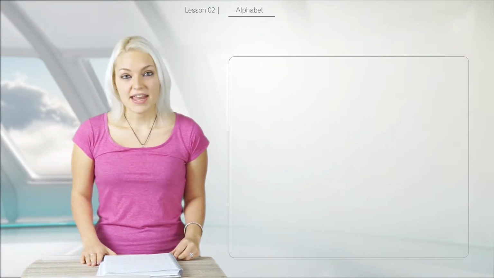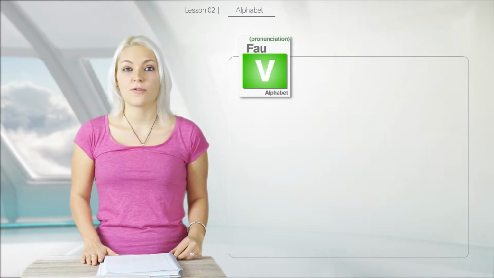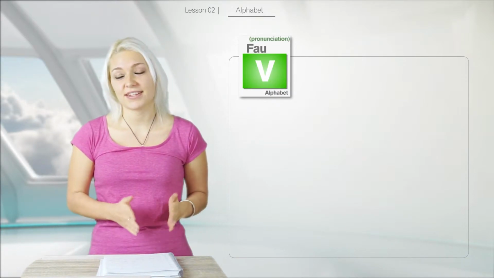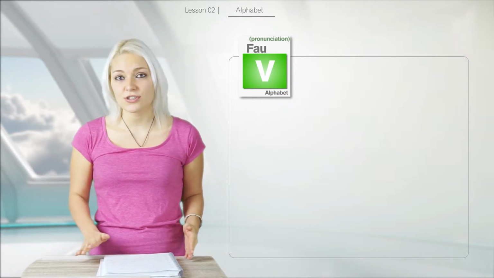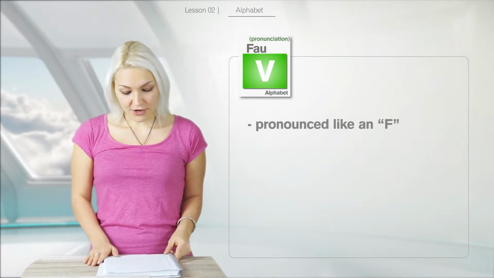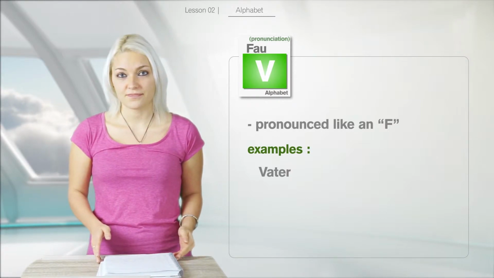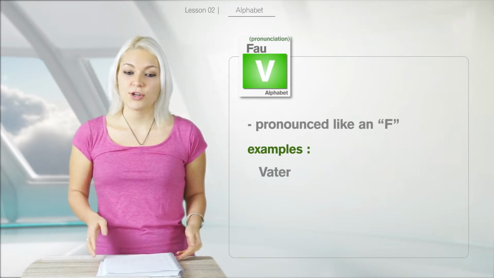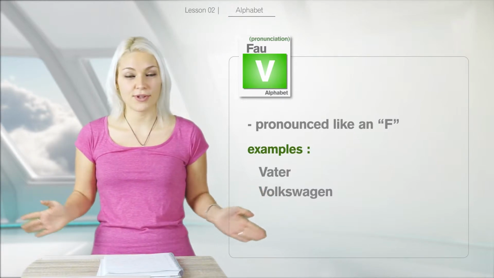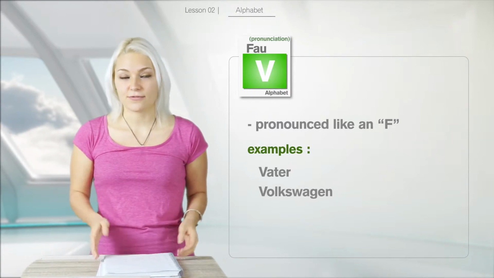Okay, then the next letter I need to explain is the V. In German it's called Fau. And also in this case, the pronunciation of the letter itself already tells you that it is quite different from English, because we actually pronounce it mostly as an F. For example, Vater, which means father. Or, you know the car brand Volkswagen. You probably will have pronounced it wrong all your life, but you have to pronounce this V like an F.